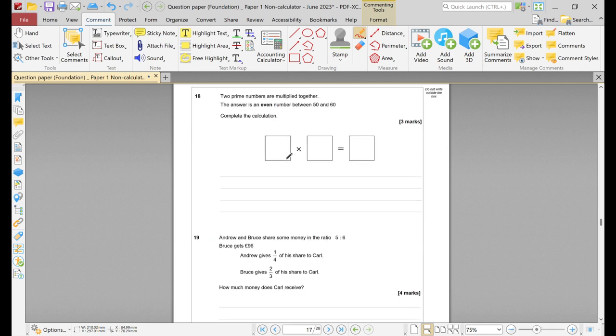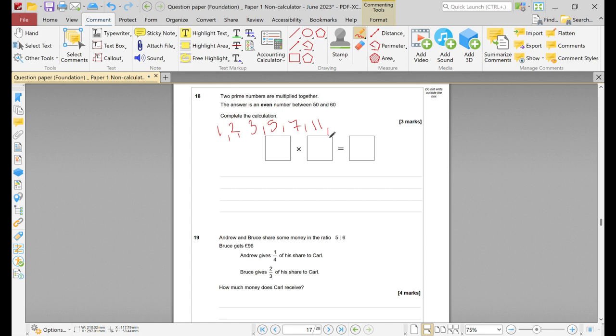Question 18. 2 prime numbers multiplied together is even. A prime number, I can't remember the definition of it, but you've got like 1, 2, 3, 5, 7, 11. Yeah, so it can only be divisible by 1 and itself. So prime numbers, even.